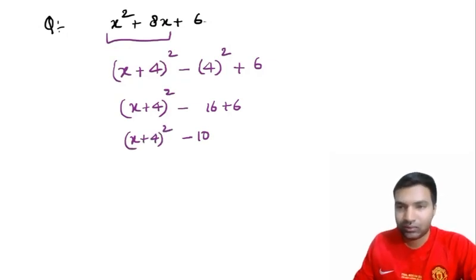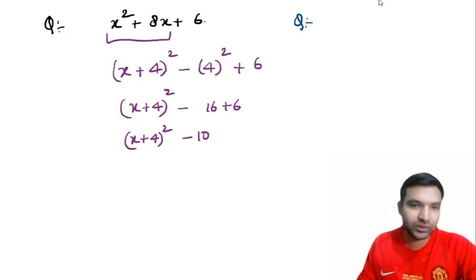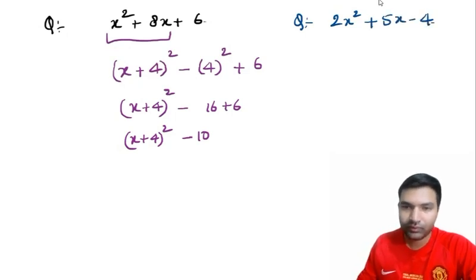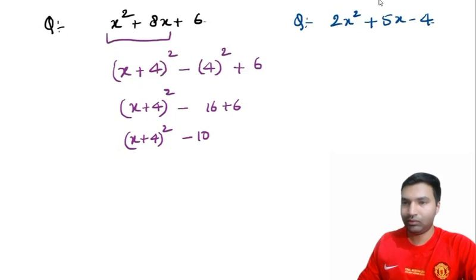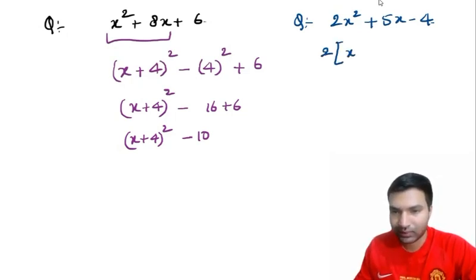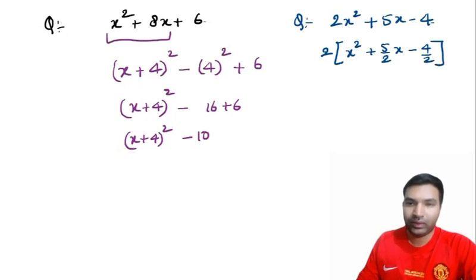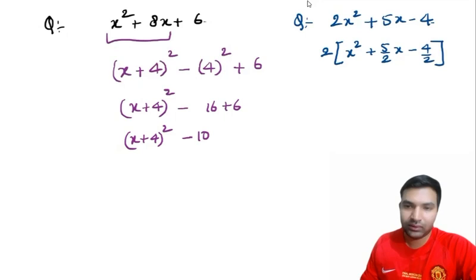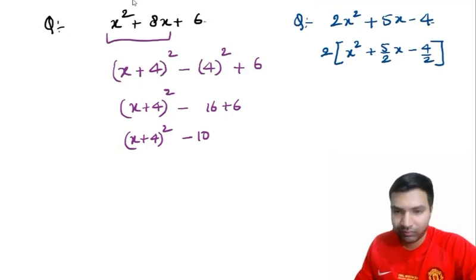So I can also do this for some other question where the coefficient of x squared is not 1. Let's say we have 2x squared plus 5x minus 4. I need to complete the square over here. So one thing you have to make sure is that the coefficient of x squared is 1. So you take 2 outside as common: 2 times (x squared plus 5 over 2 x minus 4 over 2). Now, where do I need to concentrate? I need to concentrate only on these two terms, x squared plus 5 by 2 x. So now you copy everything as it is.